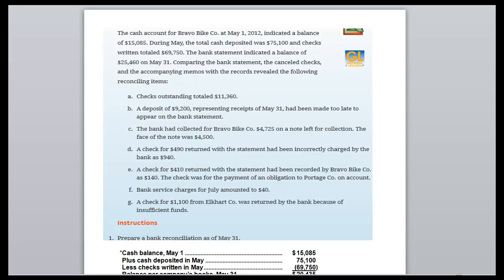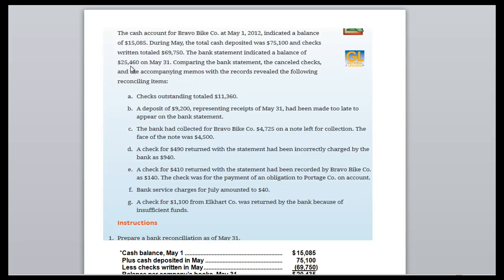Okay guys, today we're going to learn how to prepare a bank reconciliation. The bank reconciliation is when we look at the difference between the dollar amount that's showing up on our bank statement as of a certain date. So on May 31st, the bank statement says you have $25,460 in this account.